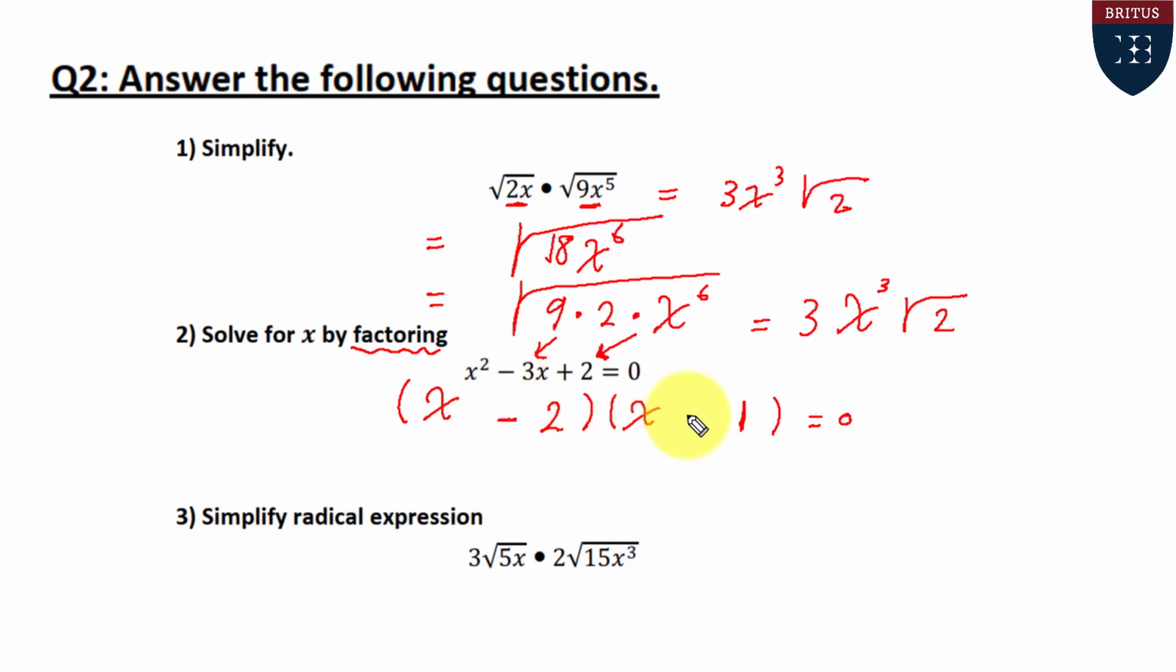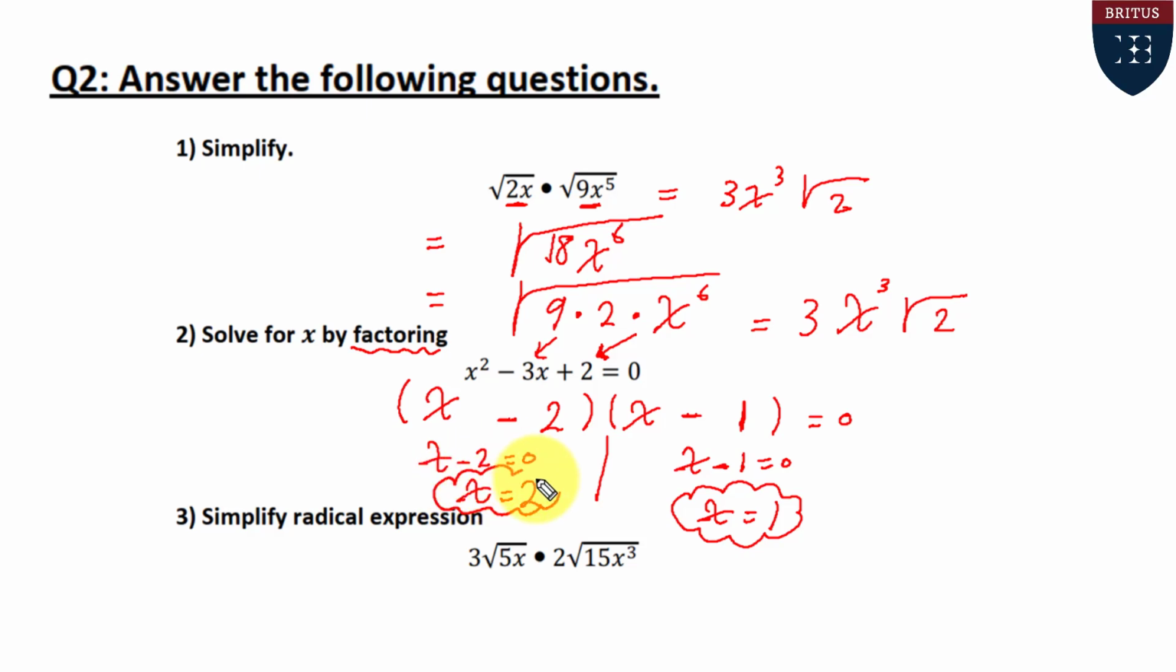They are negative. Now we can deduce that x minus 2 equals 0. Now x equals what? Yes, 2. And x minus 1 equals 0. Now we get x equals 1. Now the two roots of the equation are x equals 1 and x equals 2.